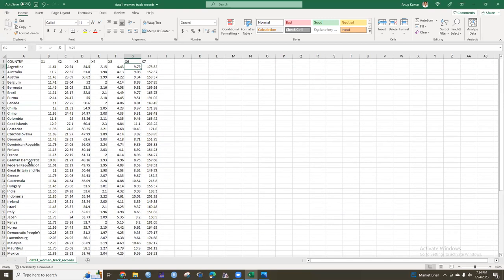Now, we would like to do the factor analysis with this, an exploratory factor analysis, and we want to see whether some factors are there or not. Okay. So for this, what I will do is open the SPSS.